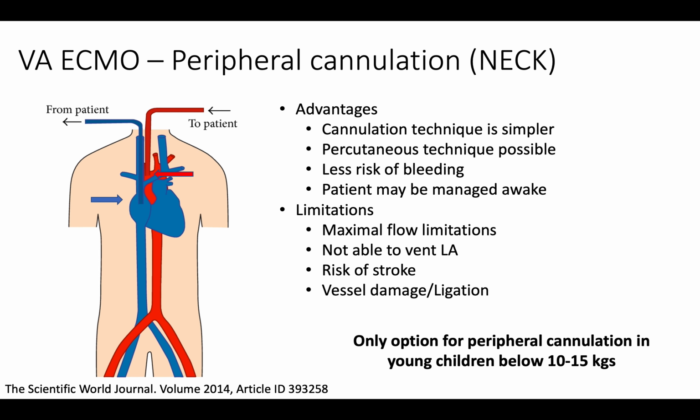Two common sites used for peripheral cannulation are the neck and the groin. In the neck, the IJV and the carotid arteries are cannulated. The venous cannula is positioned in the RA through the internal jugular vein. The arterial cannula is placed in the innominate artery through the carotid artery.